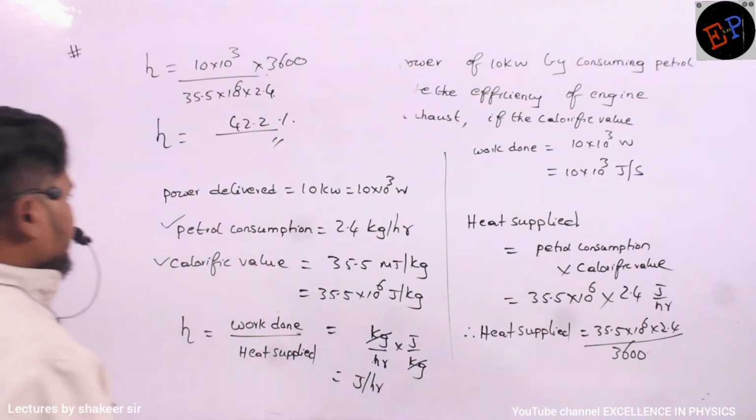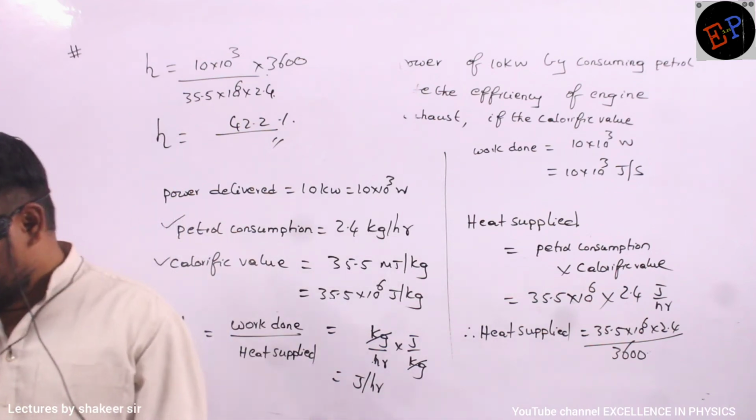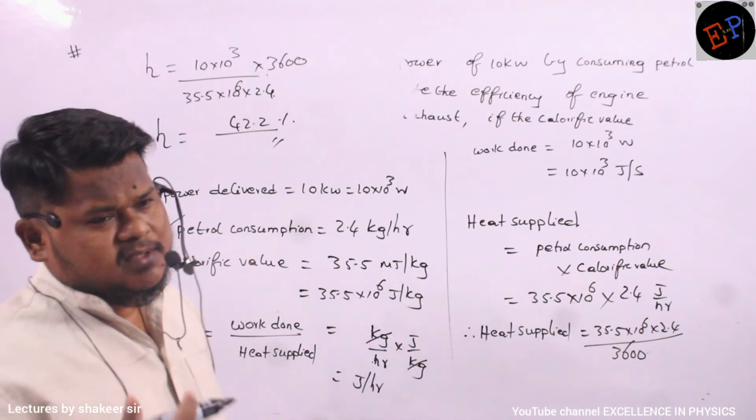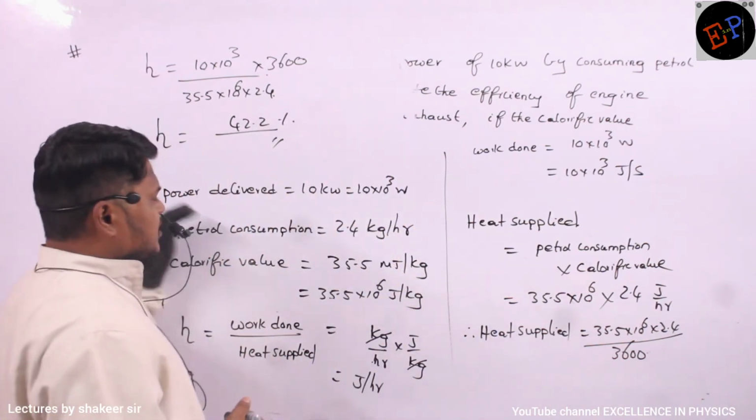Okay. Now, one more question he is also asking, no? The second question is also there. What is the second question? Heat rejection. What is the amount of heat which is rejected? That one, how can I calculate? Heat rejected, how can I calculate, ma?